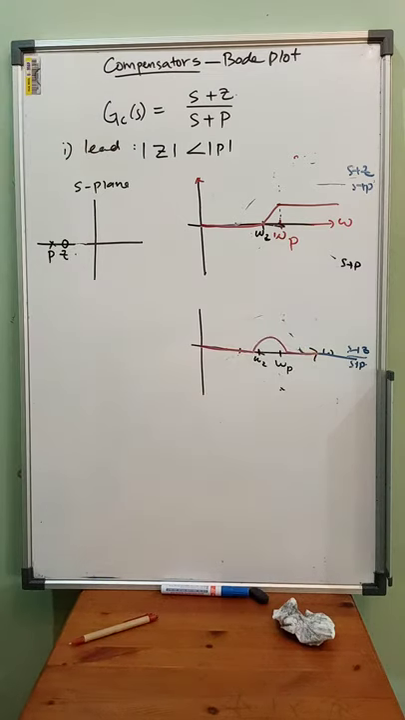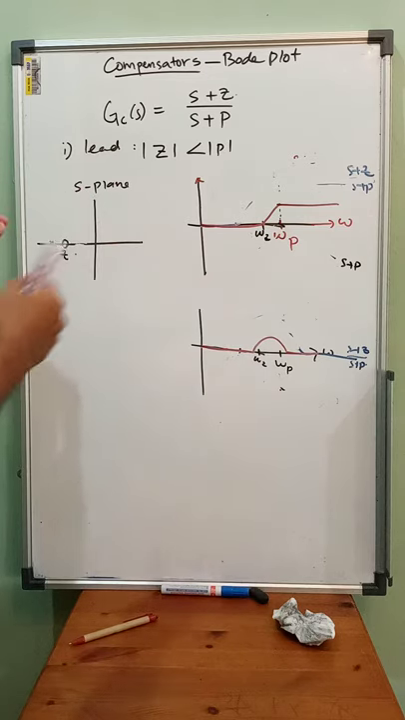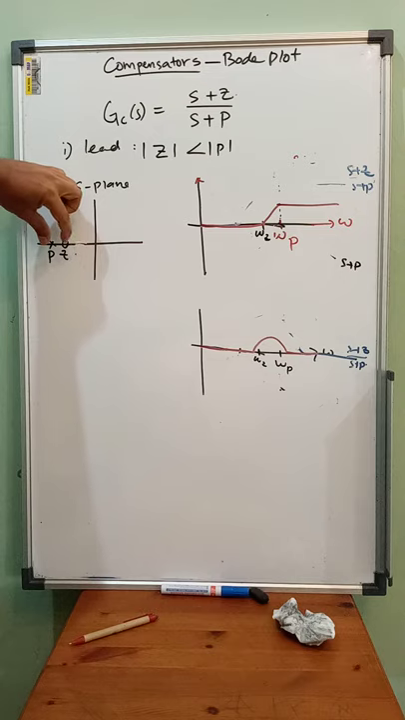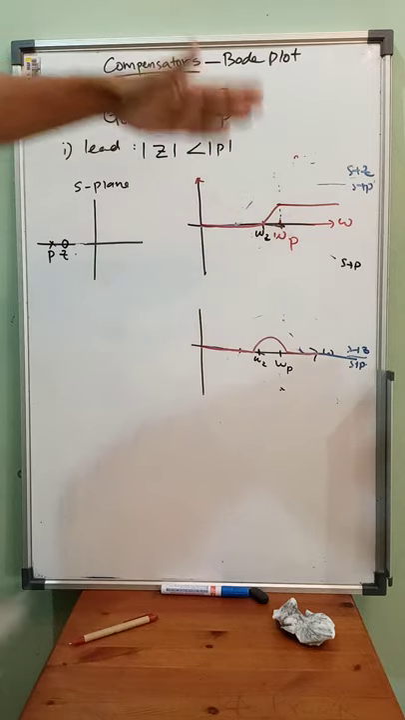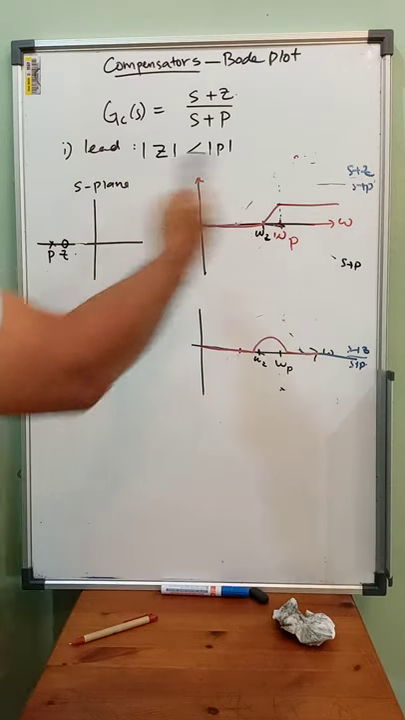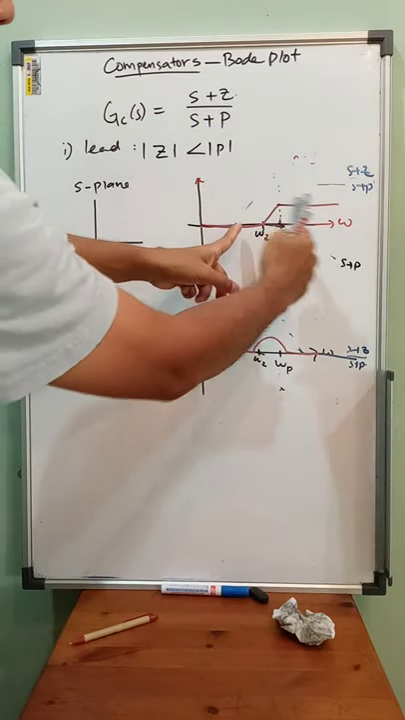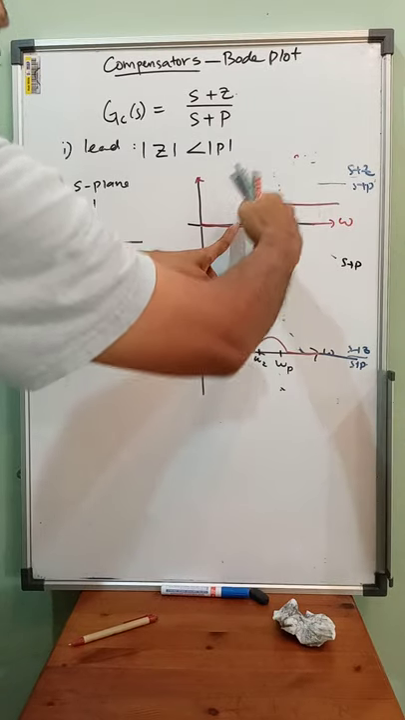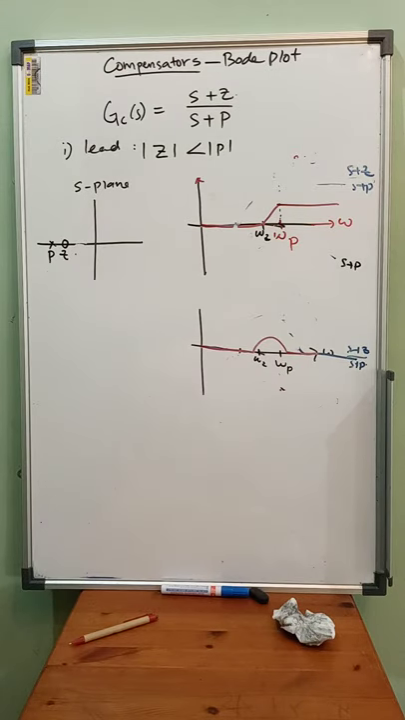So we can see that the gain becomes smaller and the phase also becomes smaller. By changing the value of P and zero, we can make it smaller, then the gain becomes smaller, phase also becomes smaller. If the distance is longer, the gain will be higher, and also the phase will be higher. Okay, that one is the basic concept of lead compensator.